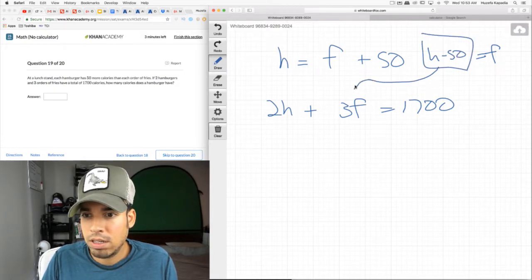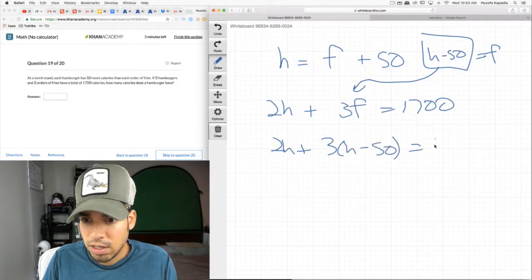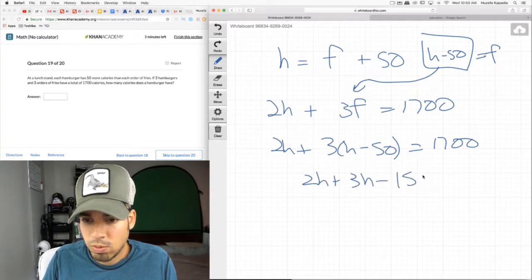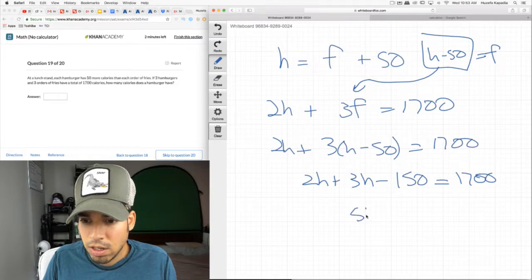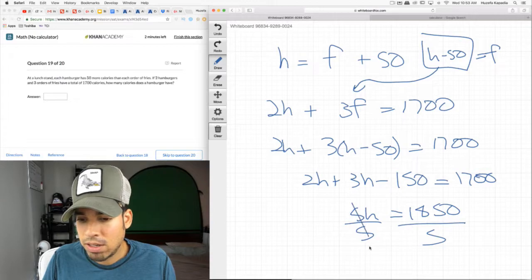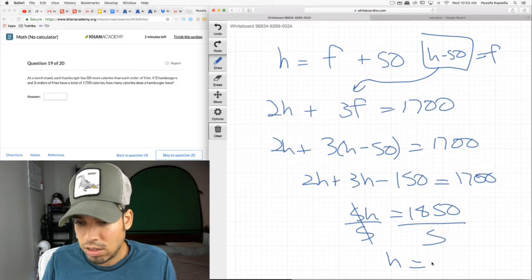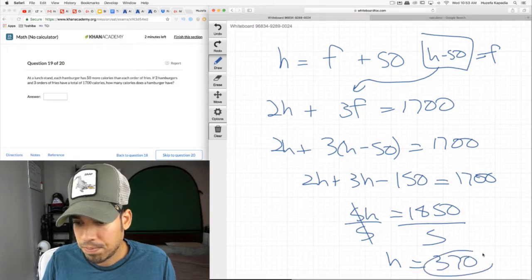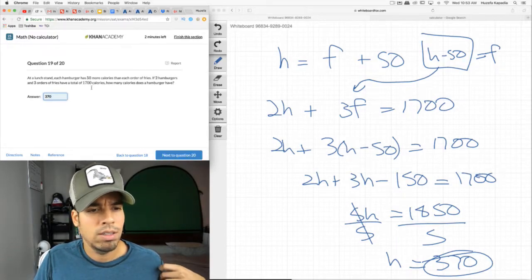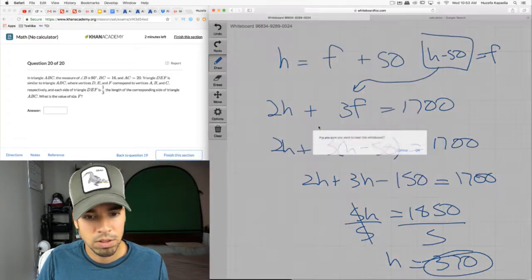Plug this in here for f. 2h plus 3 times h minus 50 equals 1700. 2h plus 3h minus 150 equals 1700. 5h equals, add 150 is 1850. Divide by 5, so no calculator. If I'm dividing by 10, it'd be 185. Dividing by 5, we double it, so it's 370 calories. If I had time, I would check that this math was correct. Let's see if I can do 370 and then 3. Well, I don't have time. We have 2 minutes, so I think that's right.